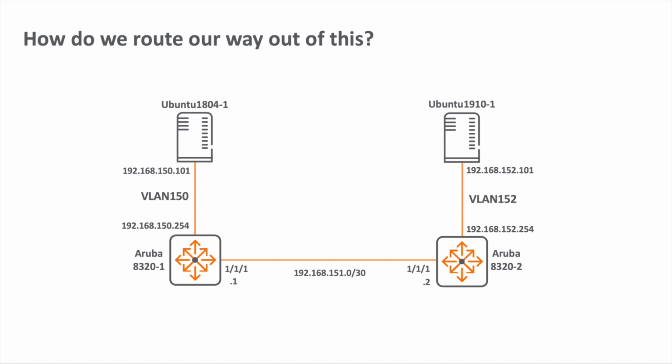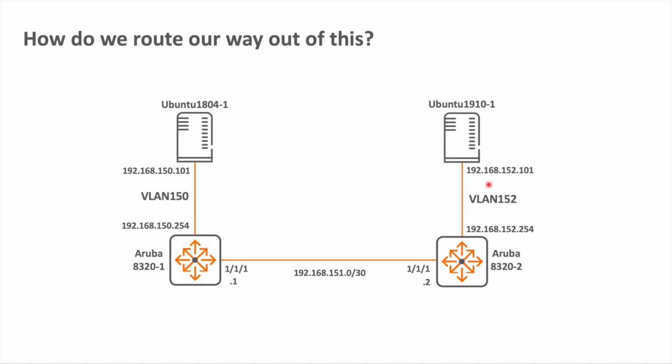Here's our network then. Let me grab my futuristic laser pointer. So we have two Ubuntu servers and we've got three subnets. It's IPv4 only, I'm afraid, for this. We have over here 192.168.150.0/24. Then we've got this /30 here between our two CX devices, that's 192.168.151. And then over here we have 192.168.152, and that's a /24.